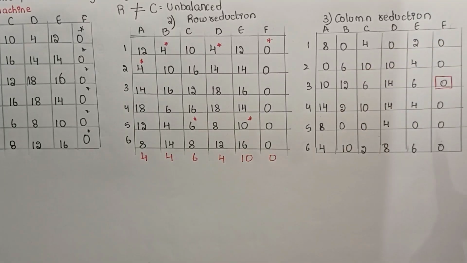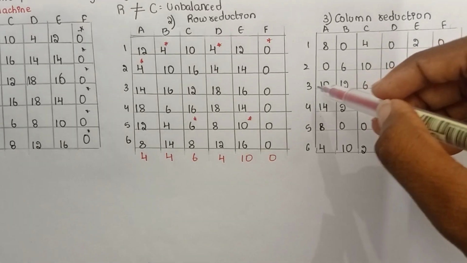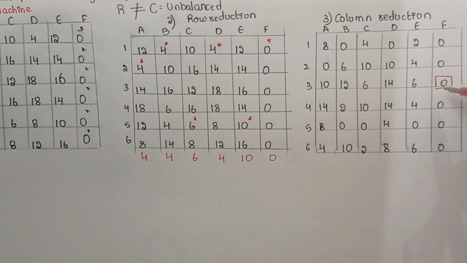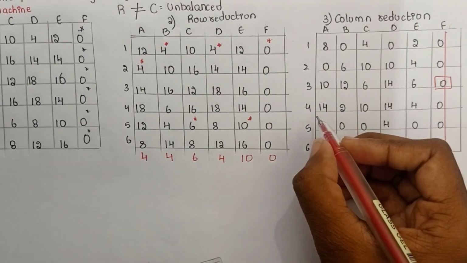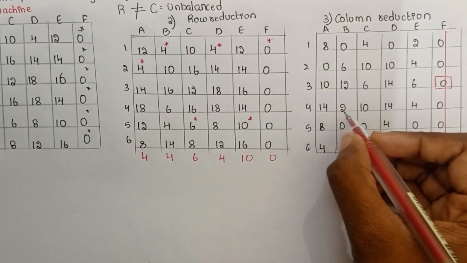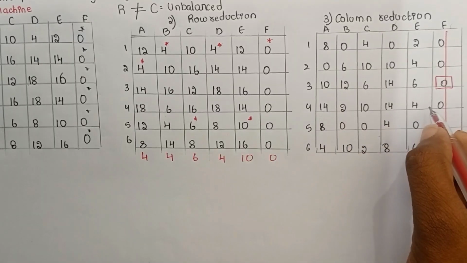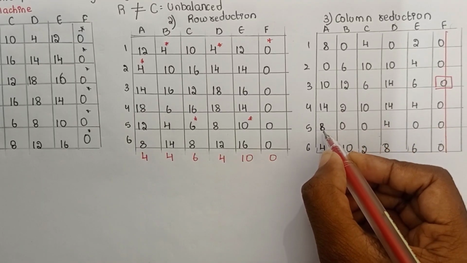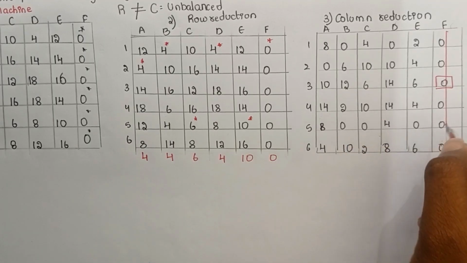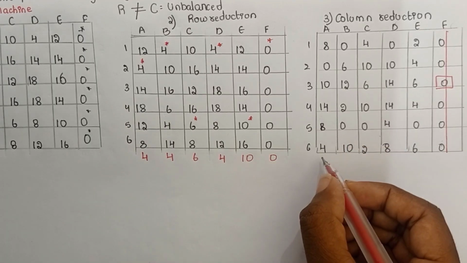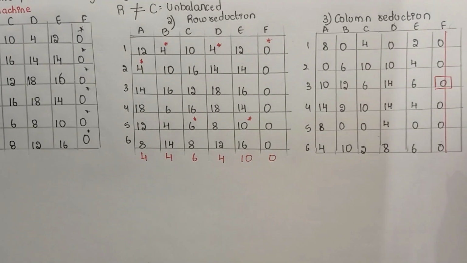So if we find a 0 in the row, we have to deduct that column. If we find a 0 in the column, we have to deduct that row. Now I have found a 0 in the row, so I will deduct this particular column. In the next row we don't have 0. Among 14, 2, 10, 14, 4 we don't have 0. In the next row, among 8, 0, 0, 4, 0 we have 3 zeros, so we should skip this particular row. In the next row, we have struck it off. Okay, we are done with the row scanning.